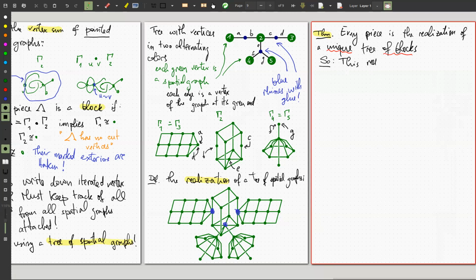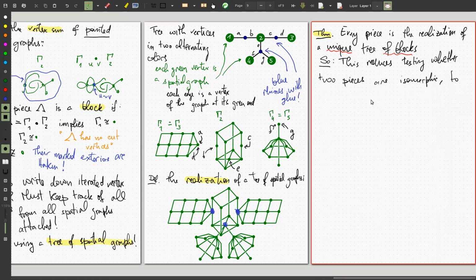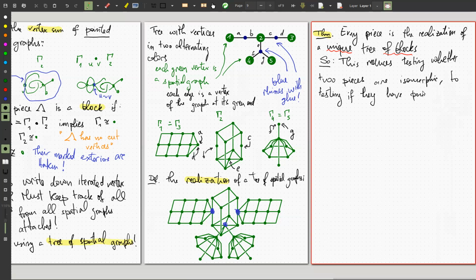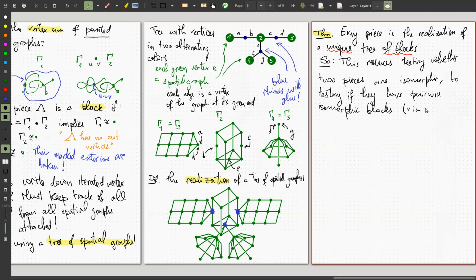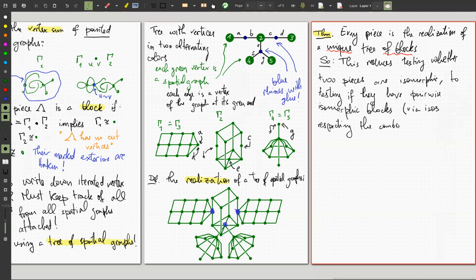Just to finish it off, let's write the upshot here. It's that this reduces testing whether 2 pieces are isomorphic to testing if they have pairwise isomorphic blocks, via isomorphisms respecting combinatorics.